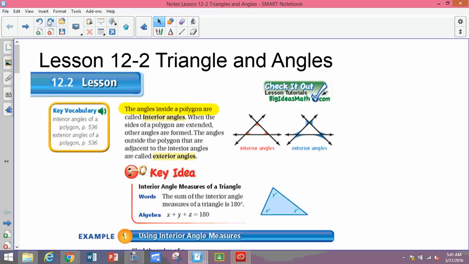First of all, the angles inside of a polygon are called interior angles. These two terms are new terms, but they're easy terms. Inside of a triangle, interior angles. If you extend the sides of a polygon, the angles created outside of that polygon, adjacent to the interior angle, are called exterior angles. So the angles inside are interior, the angles outside created are exterior.